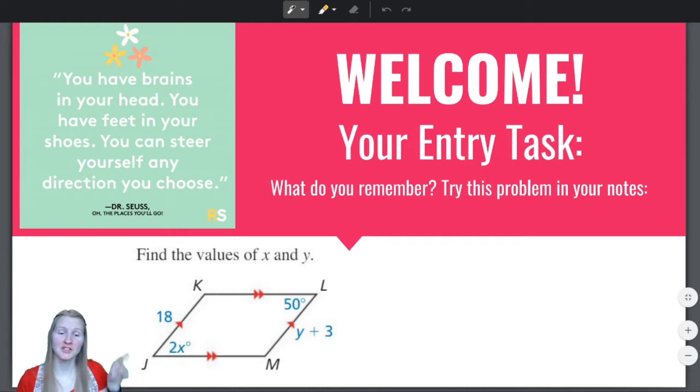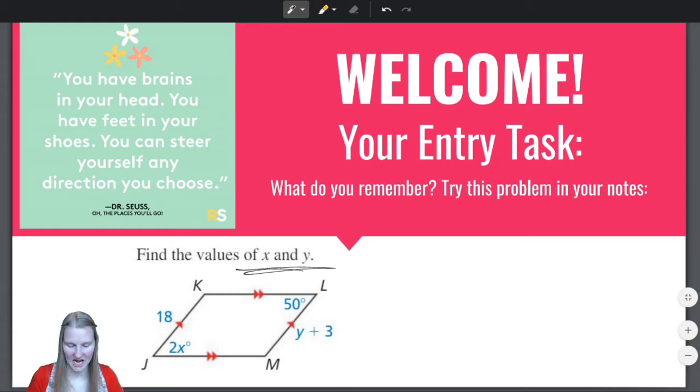You know what to do. Pause the video, try this problem in your notes, and then unpause it to do it with me. Okay, we are asked to find the values of x and y.